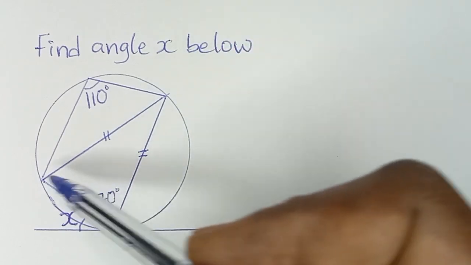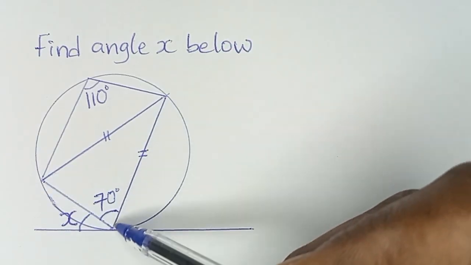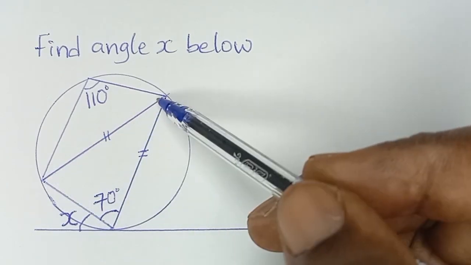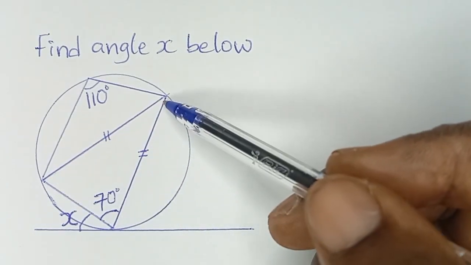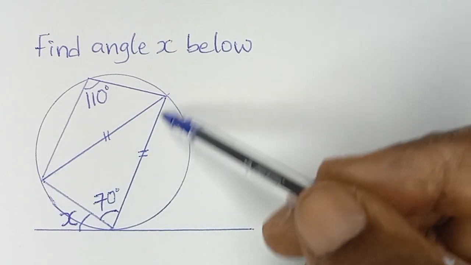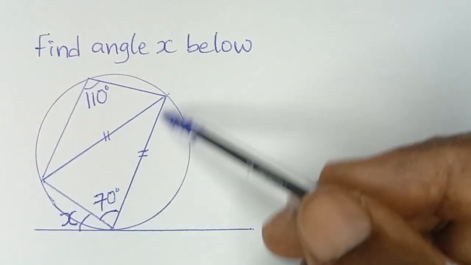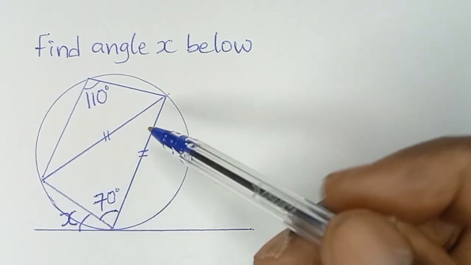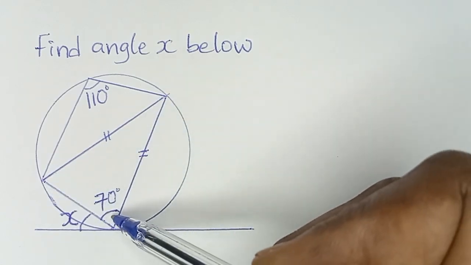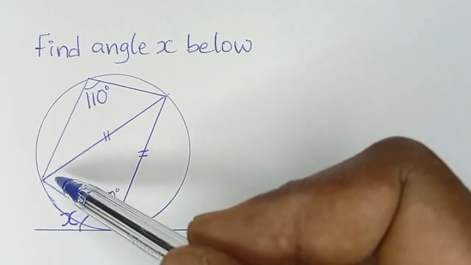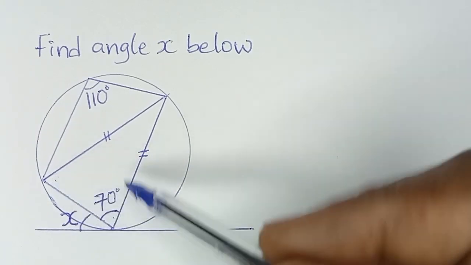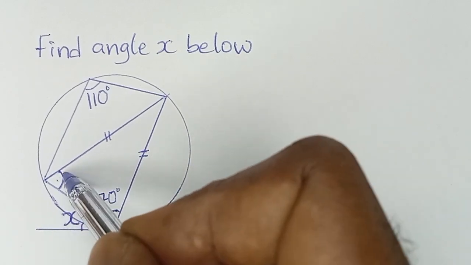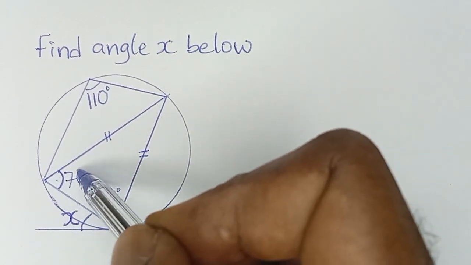Okay, now looking at this triangle, you see these two marks here. This mark shows that this length is equal to this length, meaning that this triangle is an isosceles triangle. A triangle where two sides are equal is an isosceles triangle. So in an isosceles triangle, the base angles are equal. So if this is 70 degrees, it means this angle is also 70 degrees.